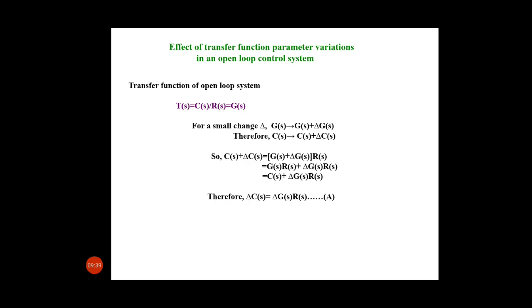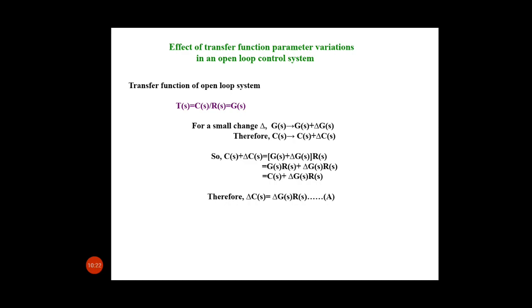Now, if we consider a small change delta, then G(s) is changed to G(s) plus delta G(s). Therefore, C(s) becomes C(s) plus delta C(s). So C(s) plus delta C(s) equals G(s) plus delta G(s) into R(s), from the transfer function equation.